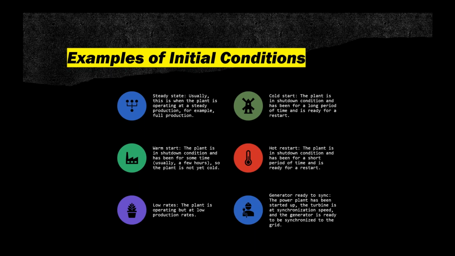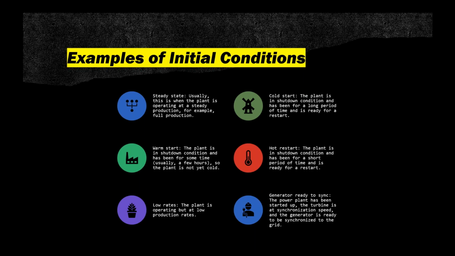Or generator ready to sync. So the power plant has been started up, the turbine is at synchronized speed, and the generator is to be synchronized to the grid. So this is basically a change of plant state for that kind of situation.